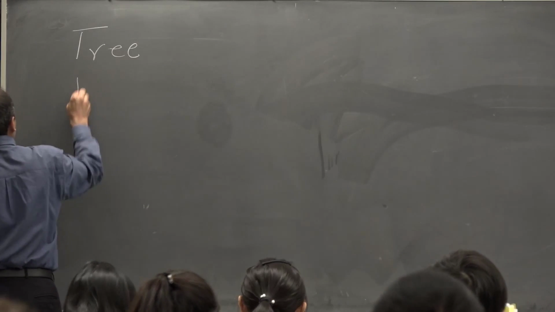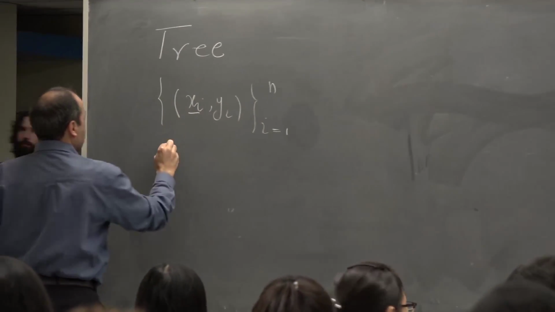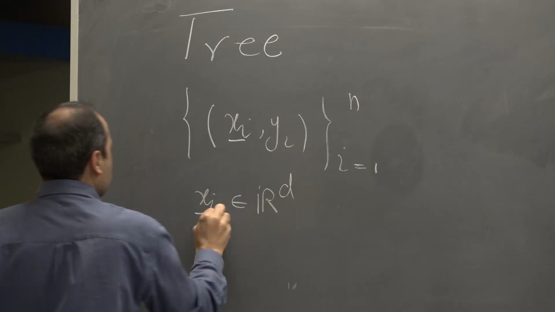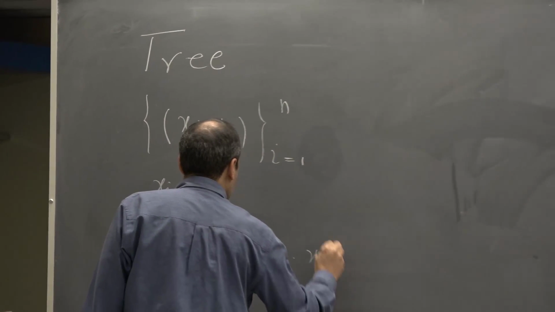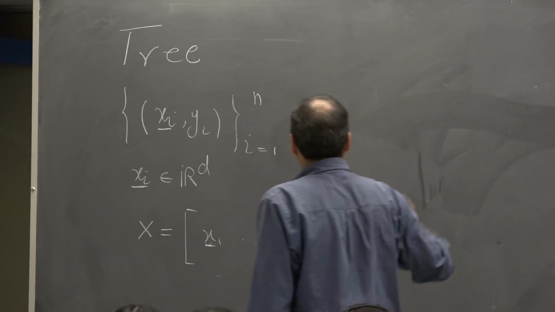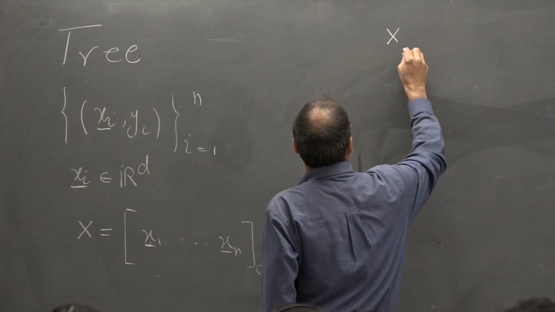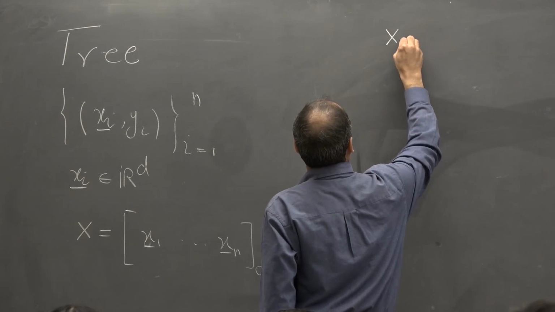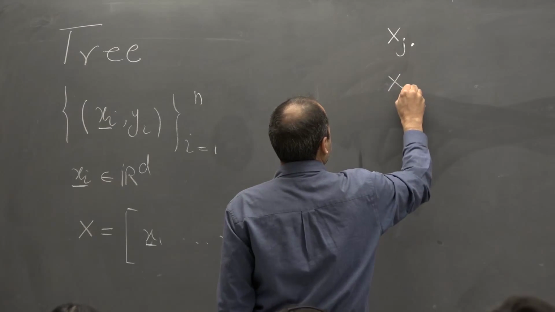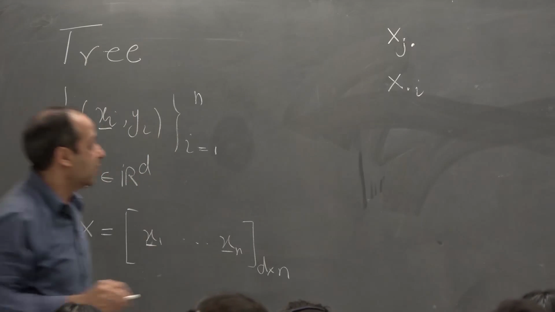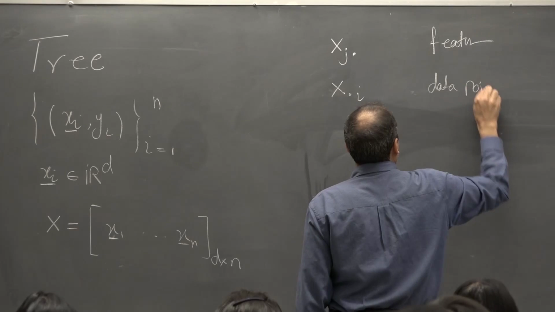And that was the setting of our problem, that we had n data points and our points were d-dimensional, and we defined this capital X as a matrix of all of the data points, which is a d by n matrix. And then when we want to refer to a feature of the data, we refer to one line of this matrix, which is basically xj dot, I mean the jth row of this matrix, which is a feature, and x dot i is the ith column of this matrix, which is a data point. So this is feature or variable, and this is data point. Okay.